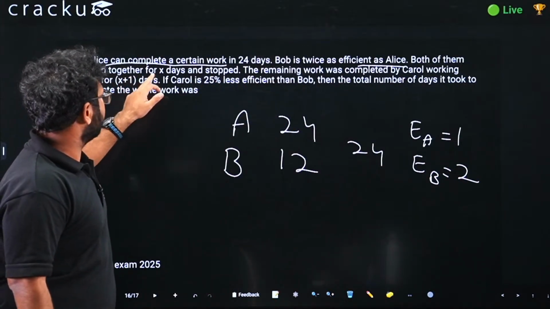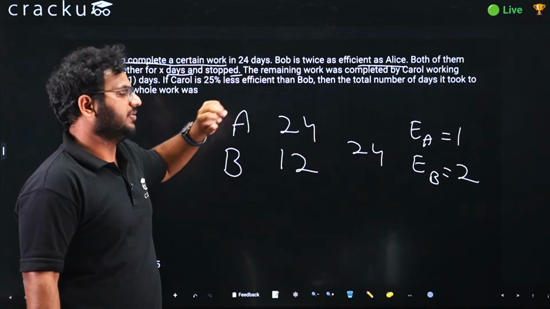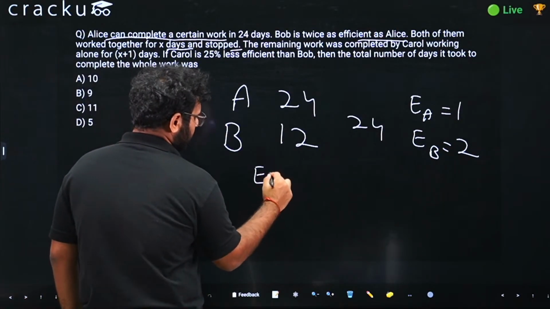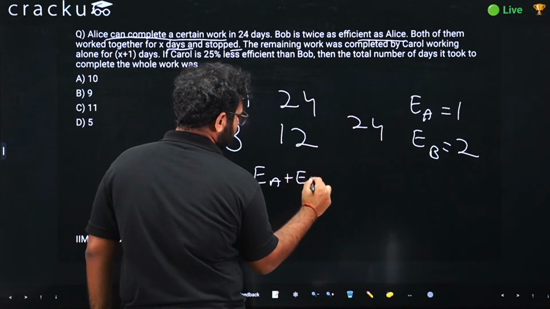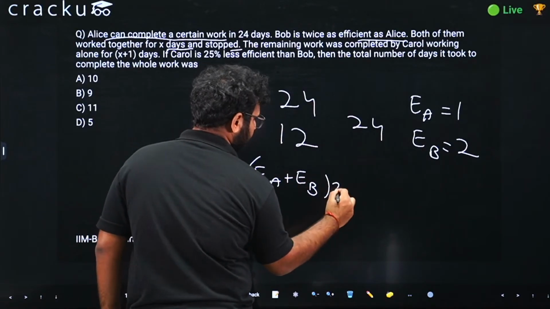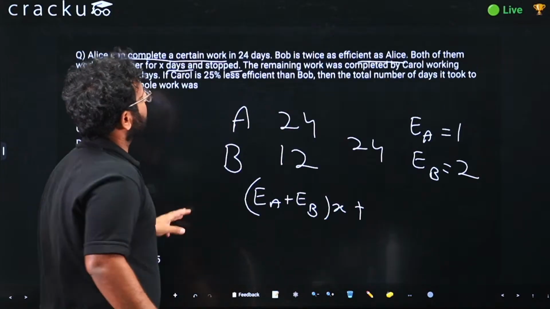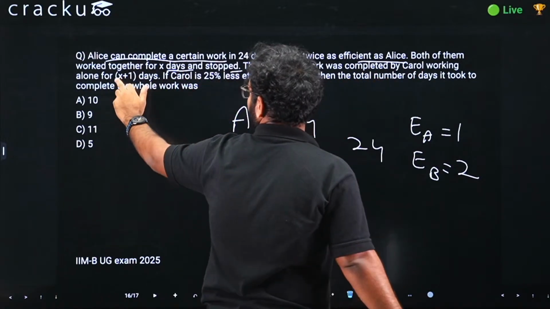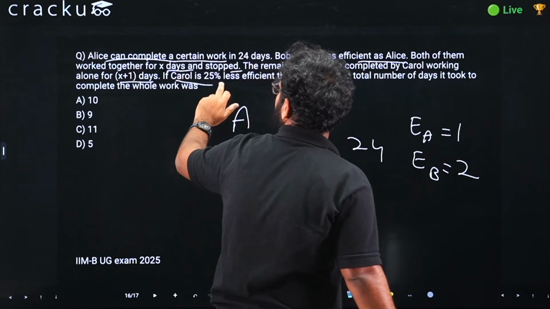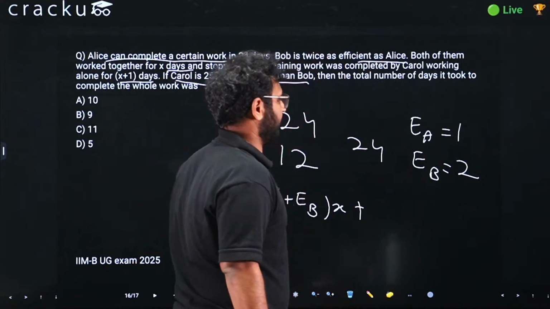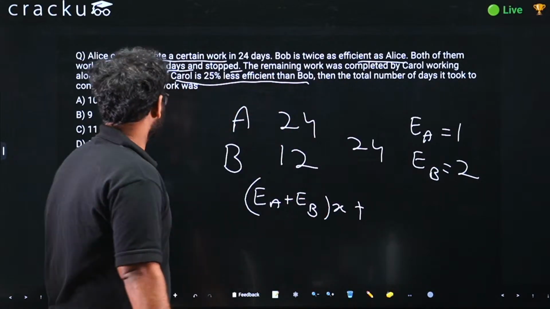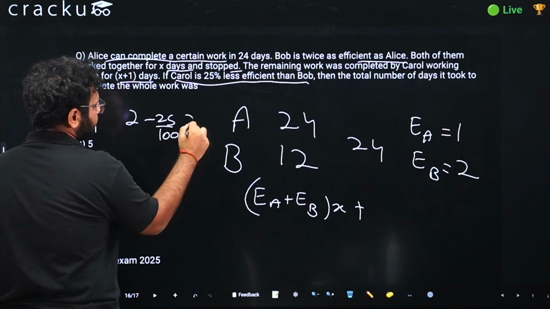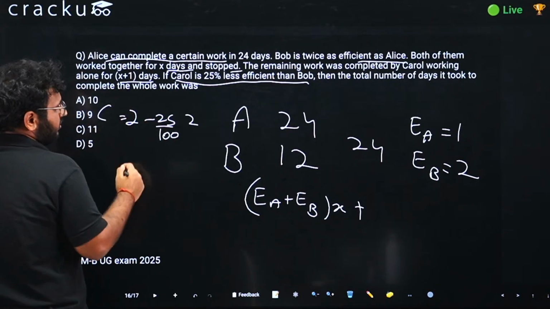Both of them work together for X days and stop. So they both are working for X days, so EA plus EB into X days, plus the remaining work was completed by Carol working alone for x plus 1 days. If Carol is 25% less efficient than Bob, and Bob is 2, then Carol is what? 2 minus 25% of Bob is equal to Carol.